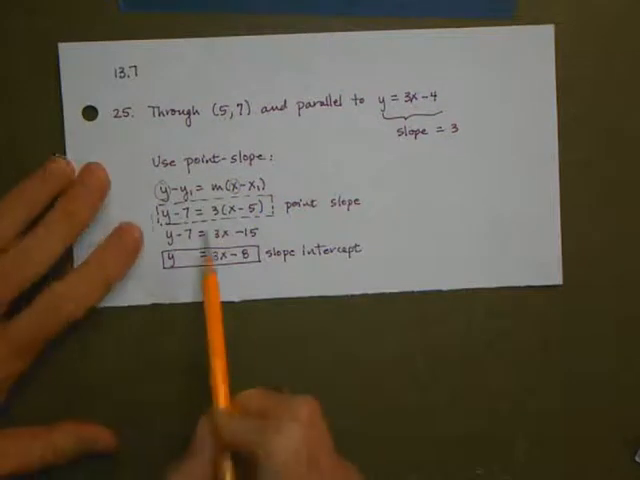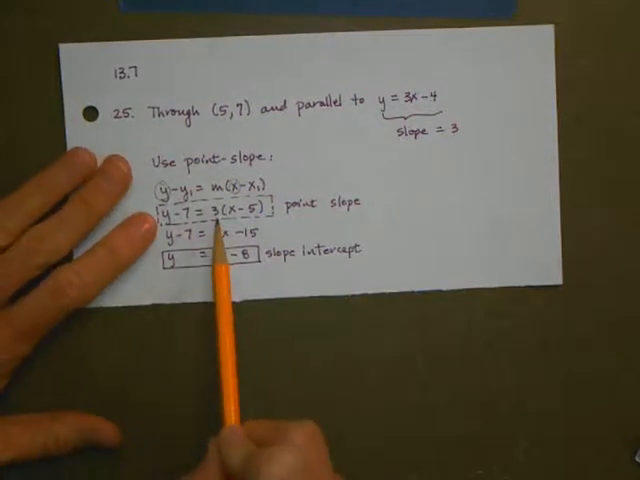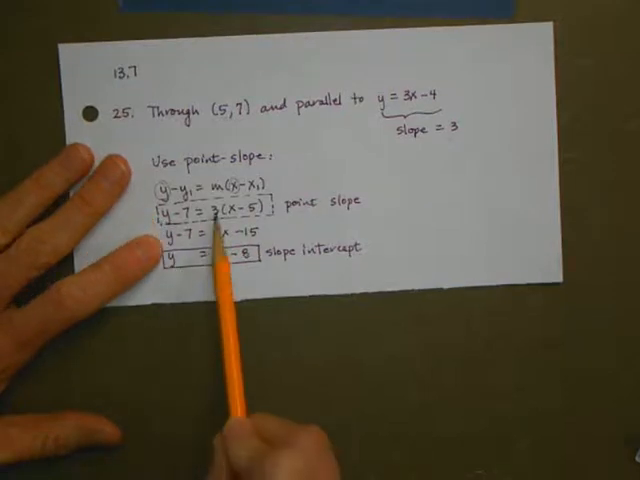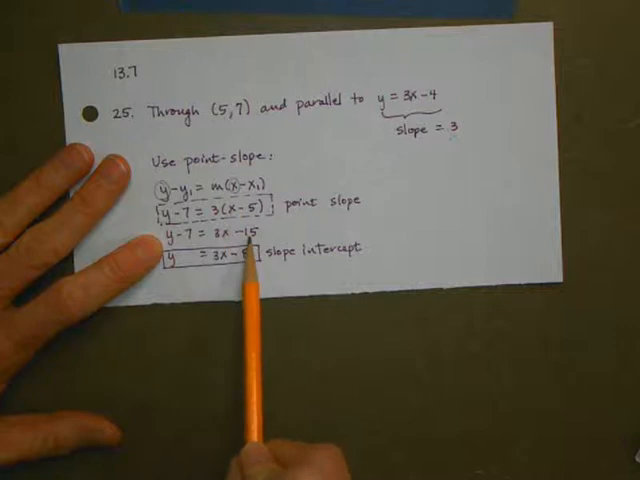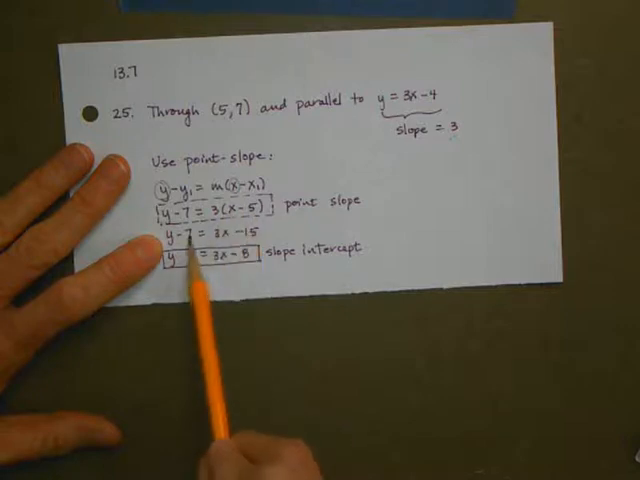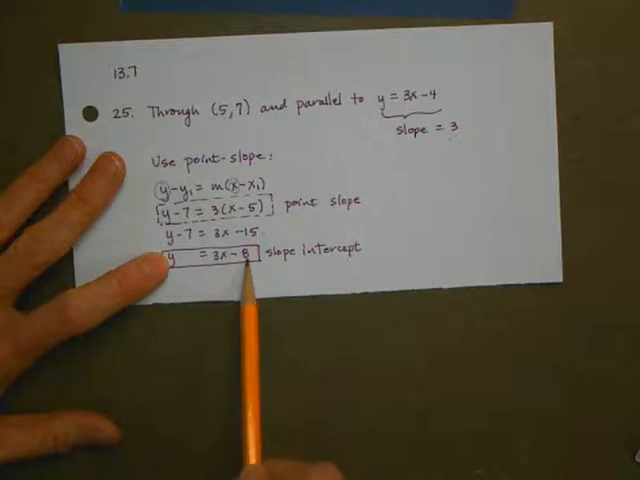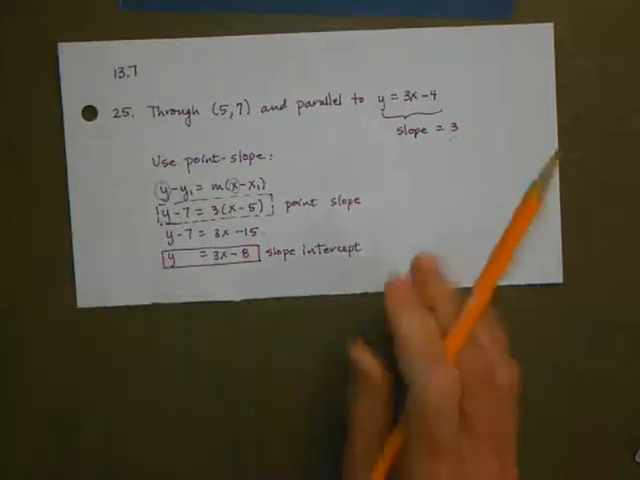Okay? Then now what we need to do is take this equation in point slope form and put it into slope intercept form. So we do that just algebraically. 3x minus 15, just distribute the 3, and then add 7 to both sides. Negative 15 plus 7 is minus 8. So y is equal to 3x minus 8.